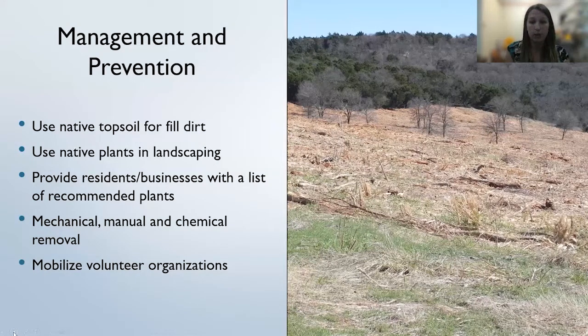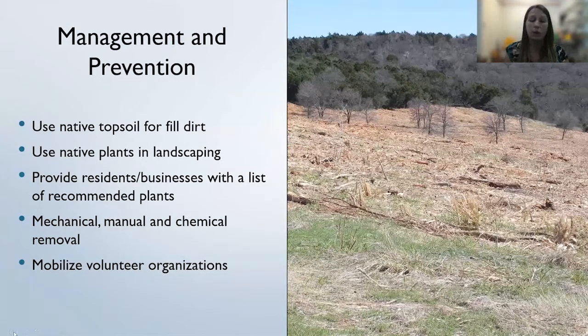This is especially important if they are near a natural area that you're trying to conserve. When it comes to removing the species, you've got a variety of options. So it's typically going to be some sort of mechanical, manual, or chemical removal, or a combination of those. So it's really just going to depend on the specific species that you're trying to eradicate and also the tools that you have available to you.